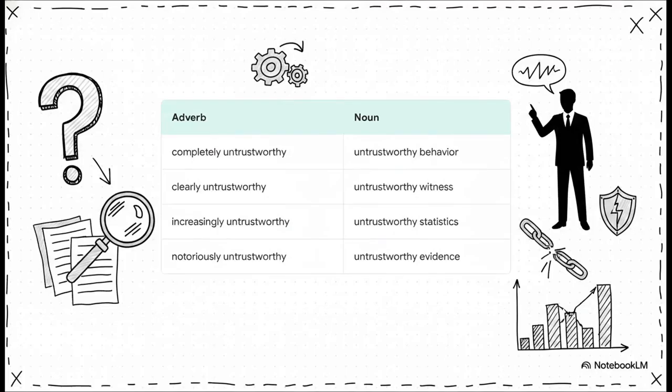What's really interesting here is how versatile this word is in everyday language. If we look at the dictionary data for common combinations, you see it pairing with adverbs. So someone isn't just untrustworthy, they're completely untrustworthy or notoriously untrustworthy. Or you can pair it with nouns. Untrustworthy behavior, untrustworthy statistics, or maybe a lawyer arguing against untrustworthy evidence. It just fits so perfectly into any situation where reliability is up in the air.